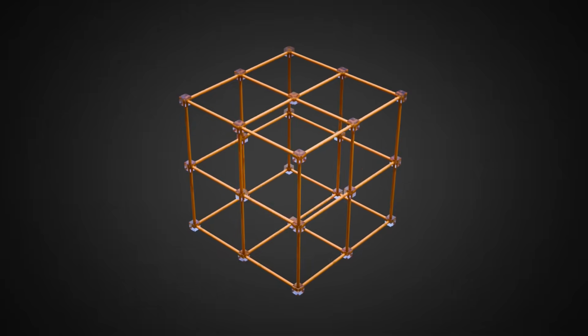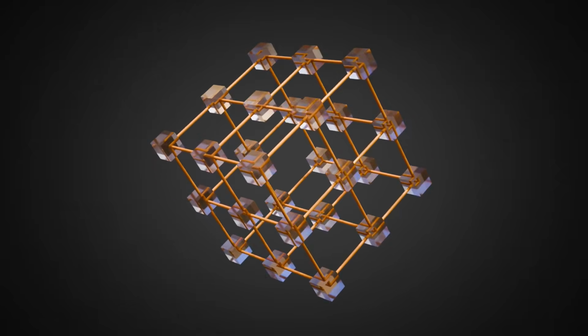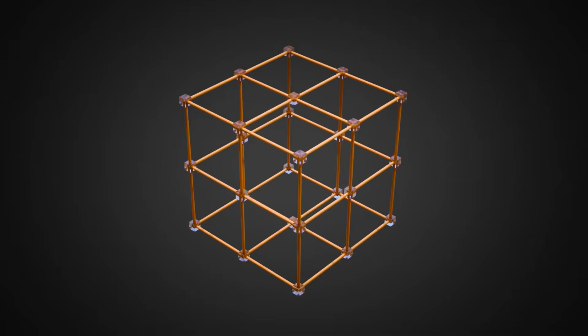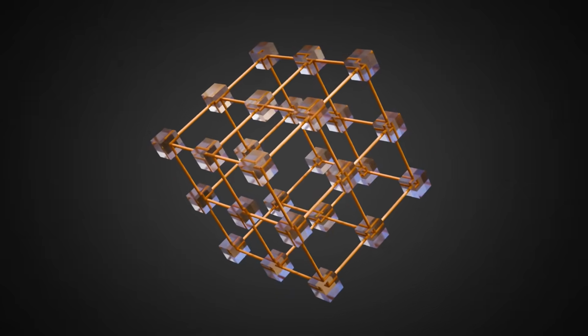Hey everyone, so in my last geometry nodes tutorial, I instanced cubes on a subdivided cube and made a wireframe out of it. In this tutorial, I'm going to take both the instances and the wireframe, join them together, and turn the whole thing into an animation.